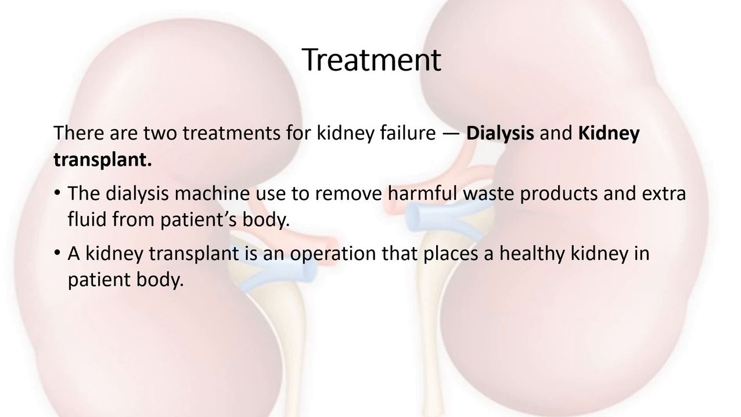So what are the treatments if anyone has kidney failure? There are two possible ways of treatment: dialysis and kidney transplant. Dialysis is the primary way by which they can perform the kidney function artificially, and kidney transplant is the final way to treat kidney failure when there is no other alternative. A dialysis machine is used to remove harmful waste products and extra fluid from the patient's body, and a kidney transplant is an operation that places a healthy kidney in the patient's body in place of the older one.